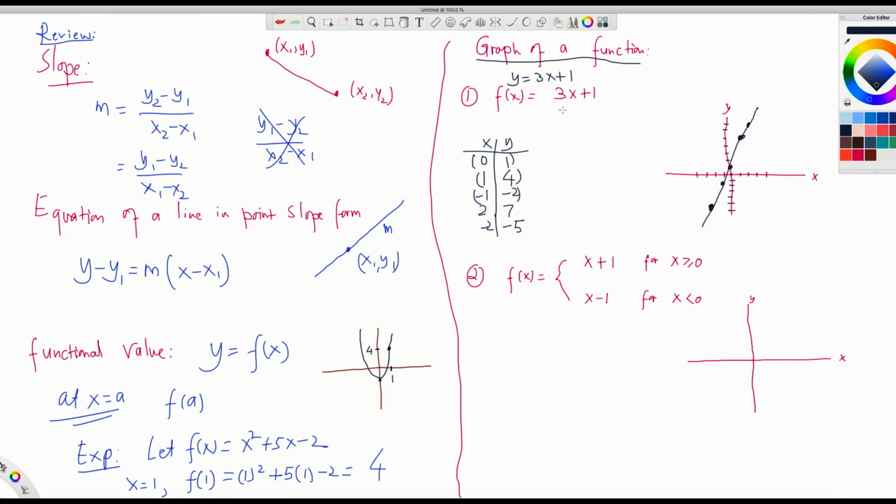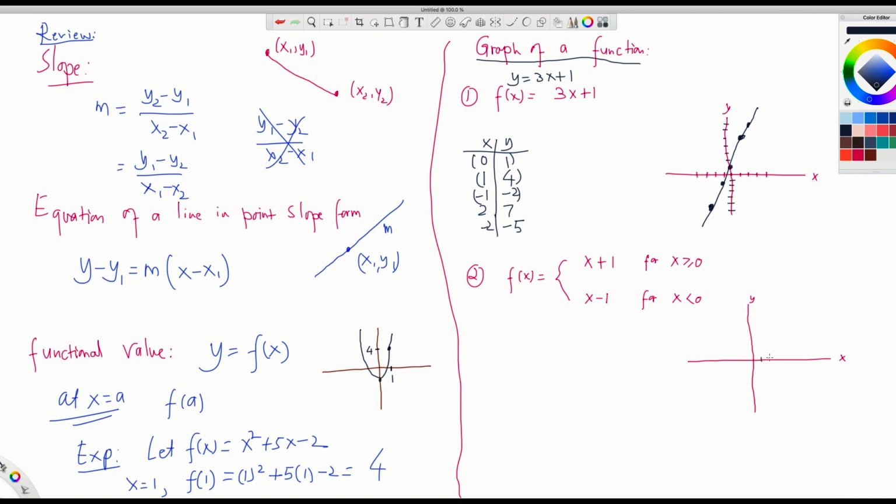Okay, so this is actually the full function. It is not piecewise. What do you mean by piecewise? You have seen that in college algebra. A piecewise function is defined in different pieces like this. Okay, so this is for x greater than or equal to 0, meaning at the positive side the function is x plus 1. And at the negative side, the function is x minus 1.